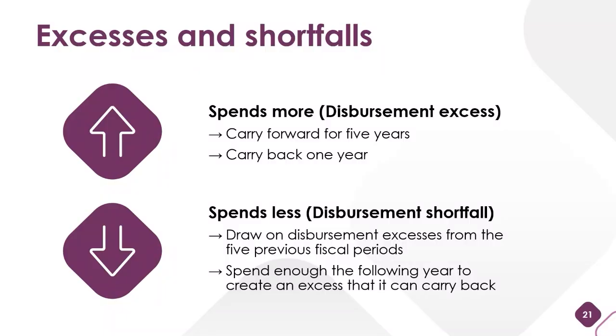If a charity spends less on its charitable activities or qualifying disbursements than its DQ for the year, this is referred to as a disbursement shortfall. A registered charity can draw on disbursement excesses from the 5 previous fiscal periods to help it meet a shortfall. If no excesses are available to draw on, the charity can try to spend enough the following year to create an excess that it can carry back to cover the shortfall.